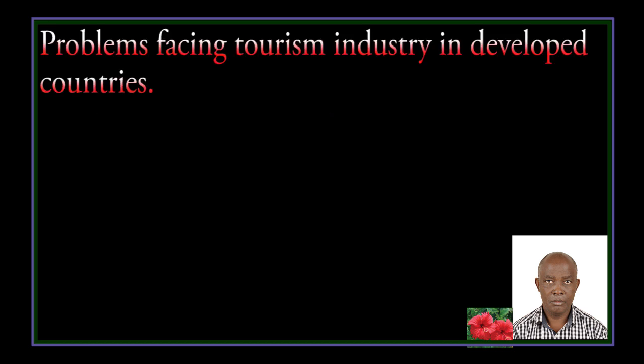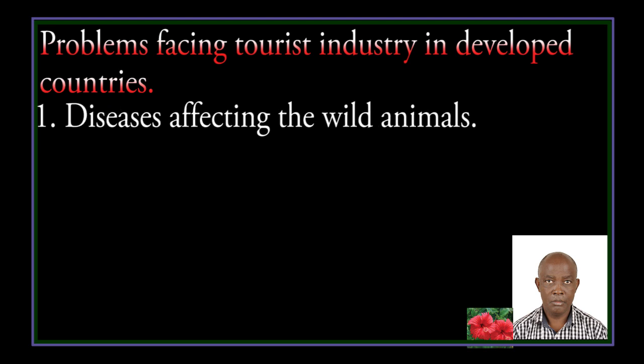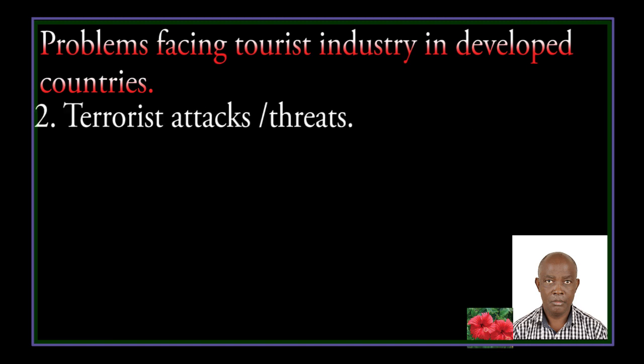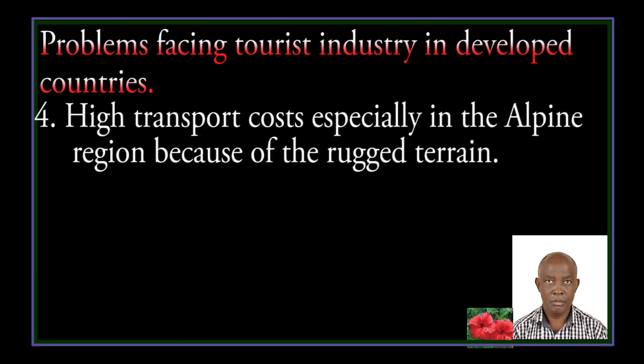Problems facing the tourism industry in developed countries. Global warming causing melting of ice sheets and avalanches, reducing areas of tourist attractions. Diseases affecting wild animals. Tourist attacks and threats. Competition with other countries. High transport costs, especially in the Alpine region because of the rugged terrain.